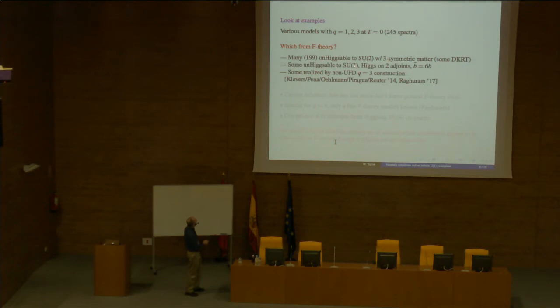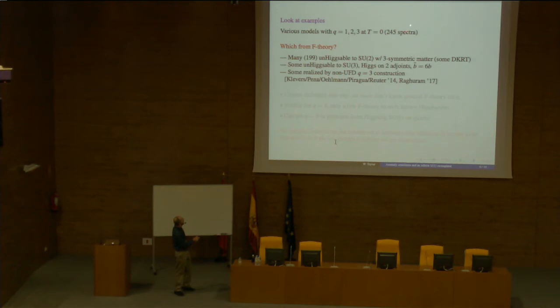And there are a few others that can be realized by a non-UFD based U1 construction with charge 3. Some examples of this were found in this paper by Dennis, Paul, and others, Paragua, and Reuter, when they looked at different fibers for elliptic fibrations, and this was combined with this non-UFD construction by Nikhil Raghuram last year, who wrote down a fairly general, systematic way of doing a non-UFD. It's not a Morrison-Park. Morrison really only covers charges 1 and 2, so this is a non-UFD generalized U1 construction that includes charge 3. So some of them are realized in that way, but not all.